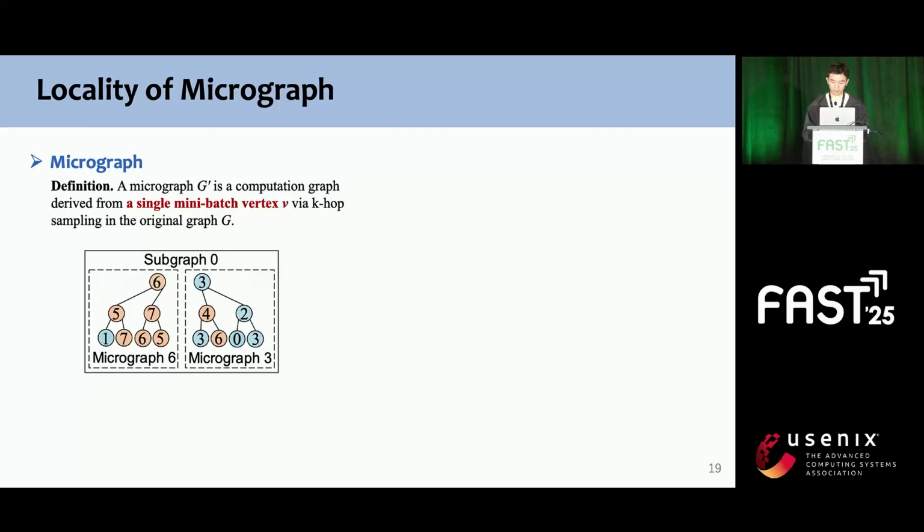We noticed that most vertex features in the micrograph are on the same machine where the root vertex is located. For example, in micrograph 6, most of the vertex features are on the same machine as the root vertex 6, which is why they are all in red.